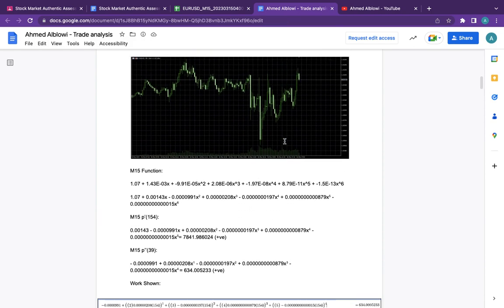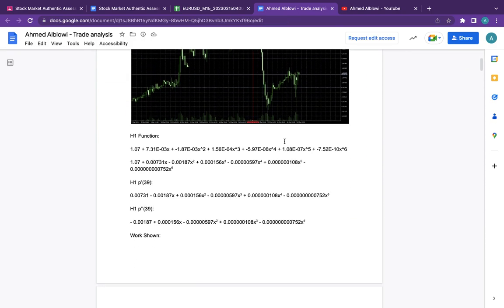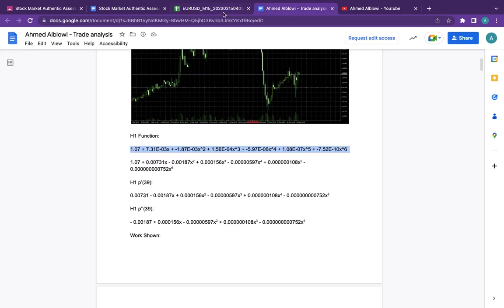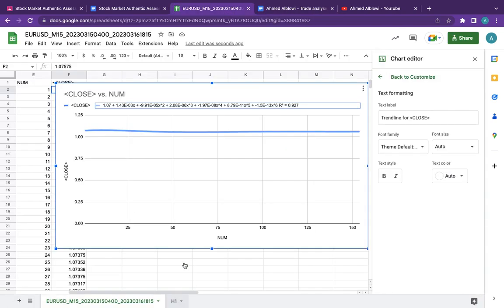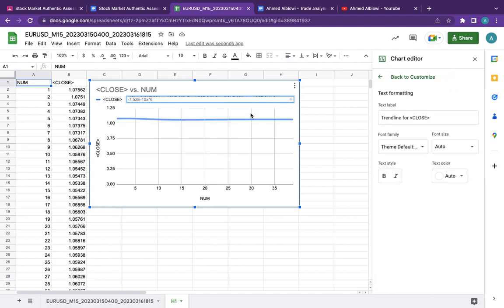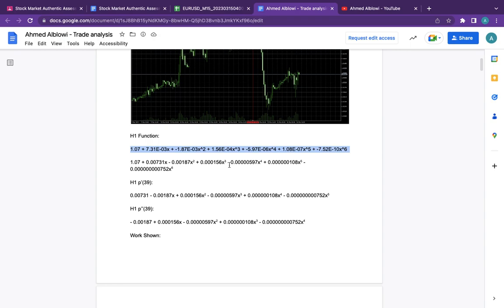When we go to our trade analysis document, if we go up to Euro USD, you can see our trades exactly how it was. If you want to double check, the H1 function is exactly the same. Copy and paste it here, and then you change it into the correct format where you can take the first and second derivative. So for this derivative, it says 1.07 plus 7.31 E.